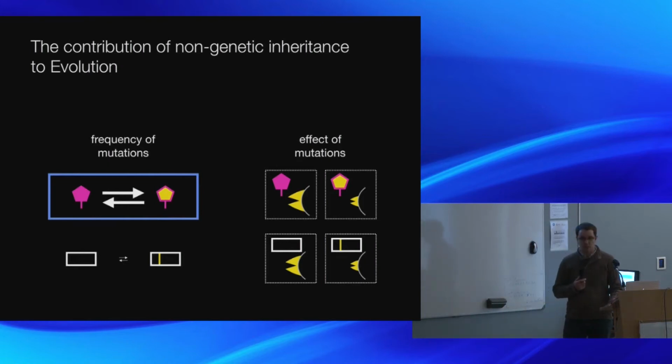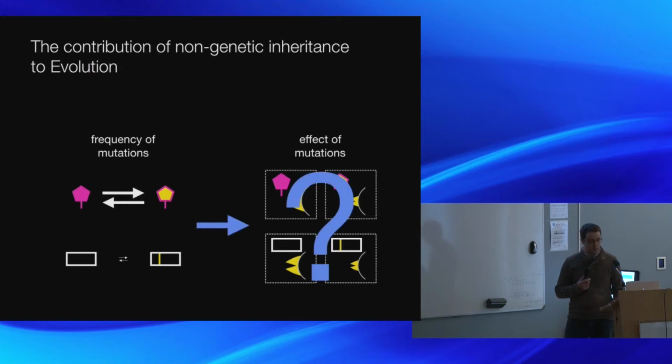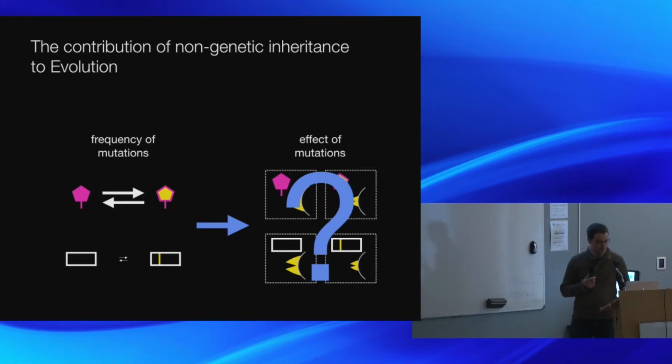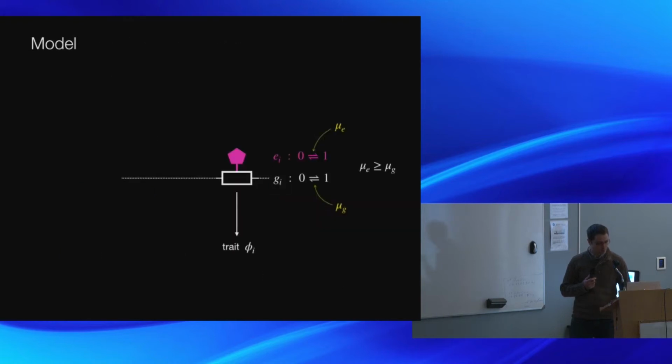And this doesn't have to be the case, and this is the question I'm going to ask. Is it possible to have a medium that mutates very frequently and yet has strong mutational effects? Okay? That's the question I ask, and I try to answer it with models.